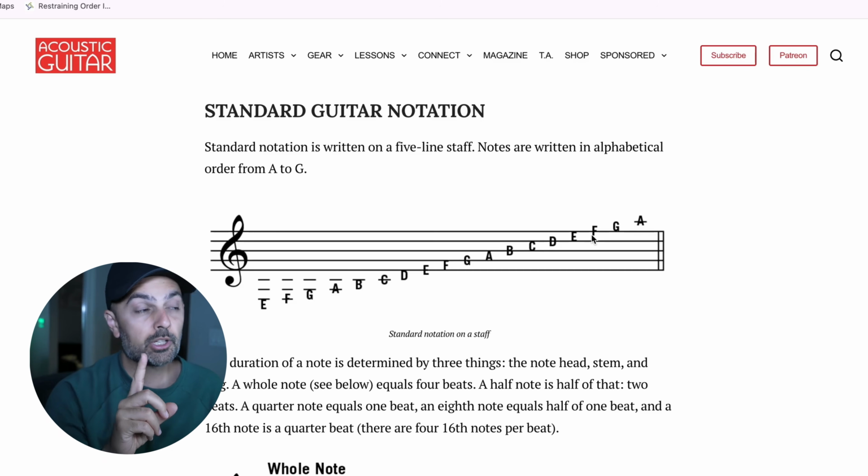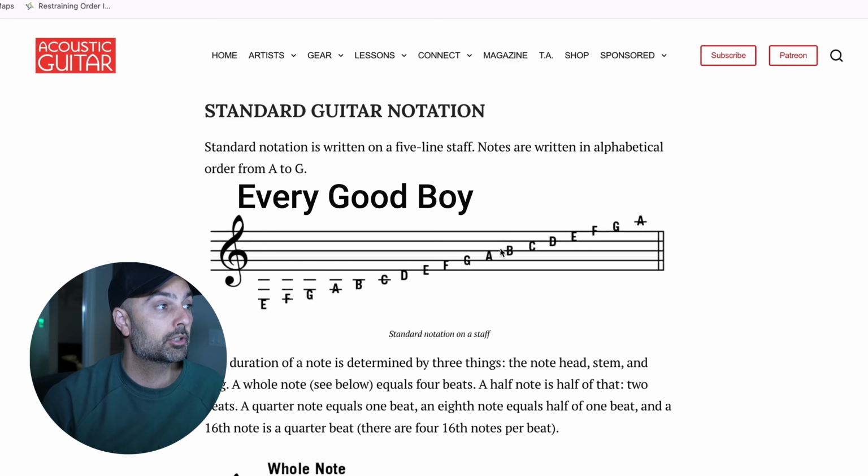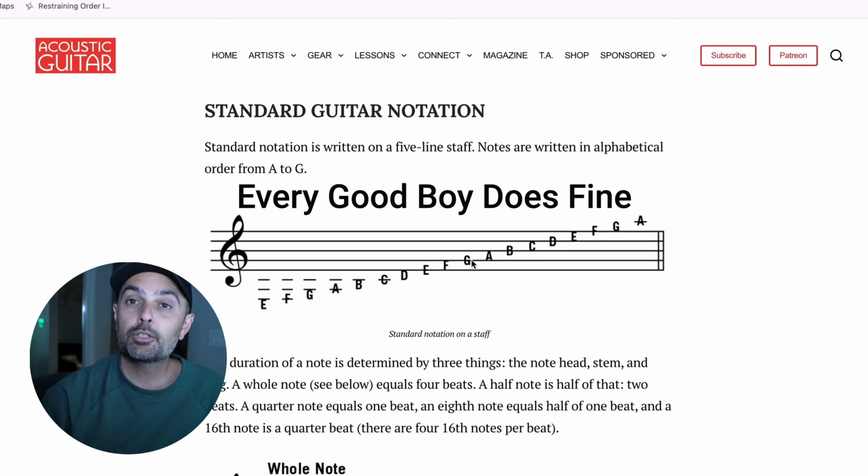For the lines, you're going to remember every good boy does fine. Every for E, good for G, B for boy, D for does, and F for fine. If you can remember that every good boy does fine, then you'll be able to read any of the line notes in the treble clef like this.